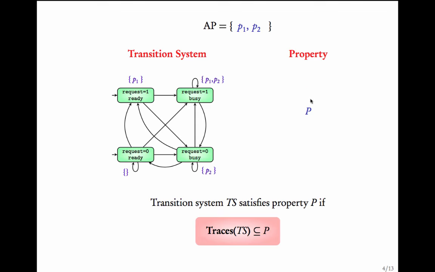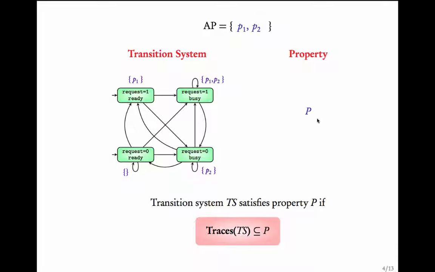Suppose there is a property P. What is a property? A property is just a set of infinite words over the alphabet, the power set of AP. A property is going to be words of the form, say, set containing P1, set containing P1, P2, set containing P1, P2, and so on. So a property is a set of infinite words over the alphabet given by the power set of {P1, P2}. So every letter in that word will be a set of atomic propositions.